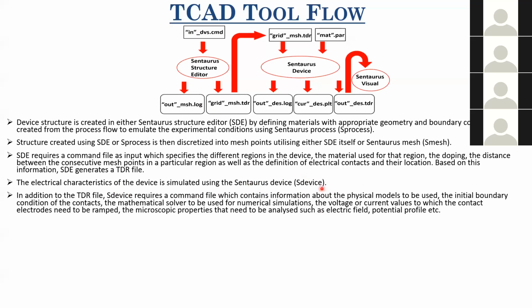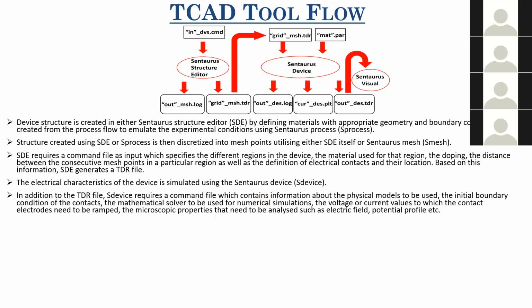And also, apart from this, we also want to input information such as what are the voltages or current values to which the different terminals or electrodes have to be ramped. So typically what we do is we create a structure and then we want to see its behavior, right? So we apply some voltage, check the currents, we apply some voltage, check the capacitances and so on. So information regarding all these things has to be fed into this device simulator.